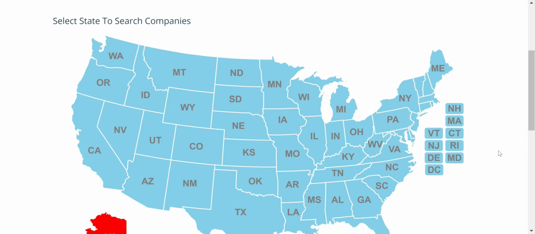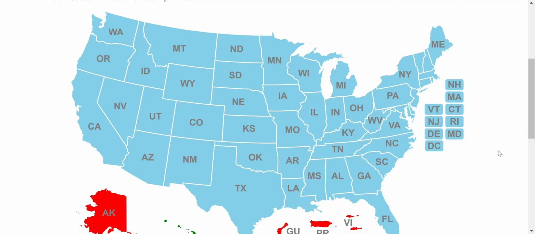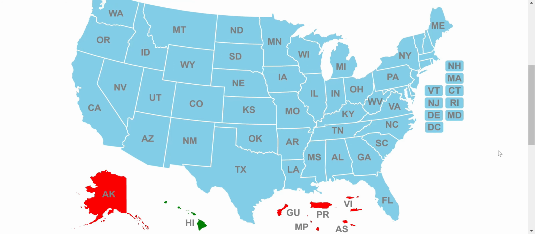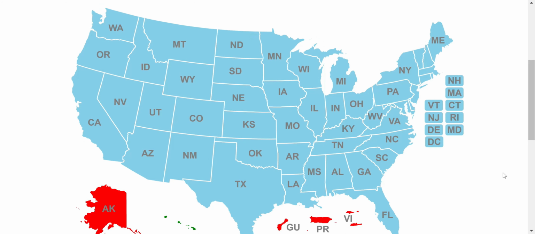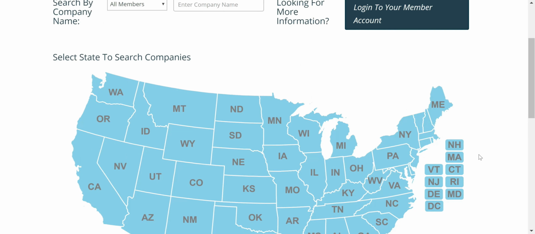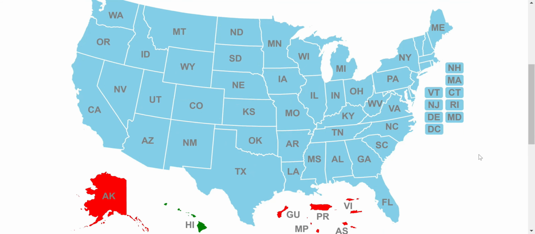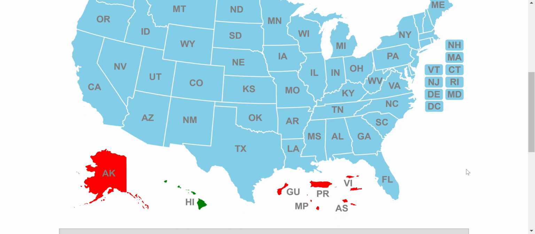this map. We have added an interactive map of the United States so that members can search other members through location or by name, depending on which they prefer. So let's see how this map works, and I'll demonstrate the map before the search functionality portion.